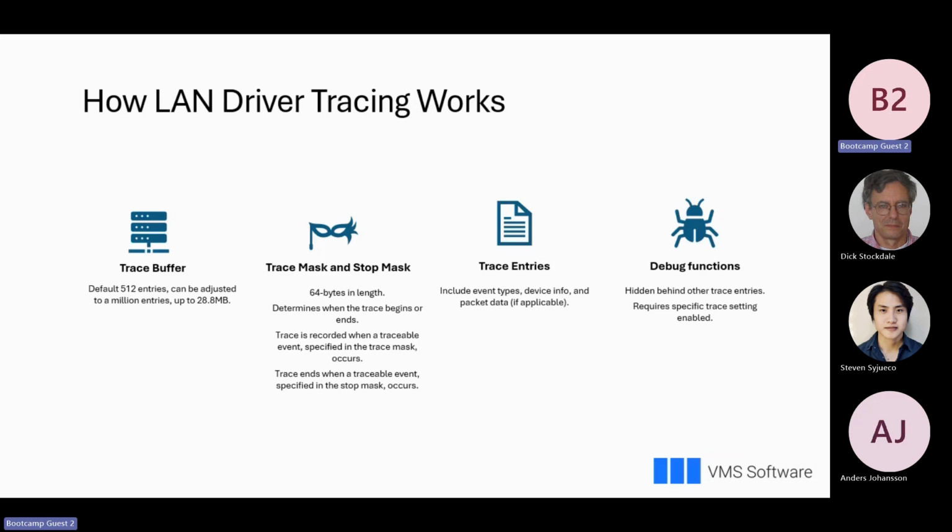You can control what gets recorded by using two different settings or filters. They're called trace mask and stop mask. When an event happens and the trace mask matches the event, the record will start. The trace is already running by booting the system, but the record starts when the trace mask matches the event. It's the same thing with the stop mask: when the stop mask matches the event, the tracing will actually stop.